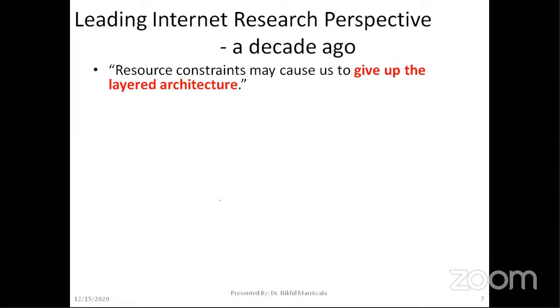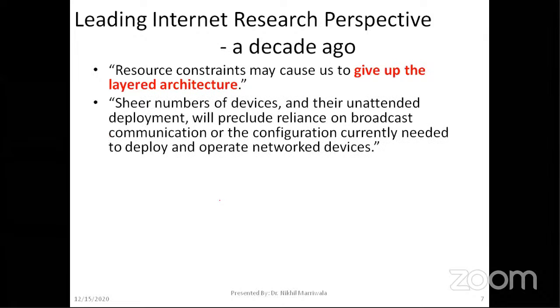Definitely, we cannot rely heavily on this layered architecture because it has some limiting functions. So what limiting functions it has, I hope everybody understands that. And then the number of devices, how they are increasing, how the structure is increasing. So what needs to be done?